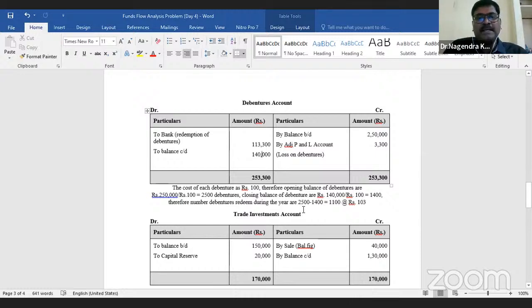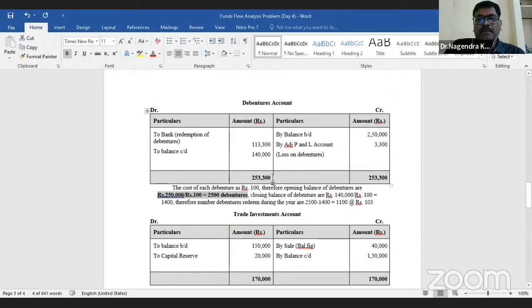It has been said that each debenture costs 100 rupees. So by dividing the opening balance by 100, we get 2,500 debentures in the opening. And when we divide the closing balance by 100, we get a closing balance of 1,400 debentures. That means in the opening balance we have 2,500 debentures, and in the closing we have 1,400 debentures. So the difference, 1,100 debentures, has been redeemed during the year at a cost of 103 rupees.